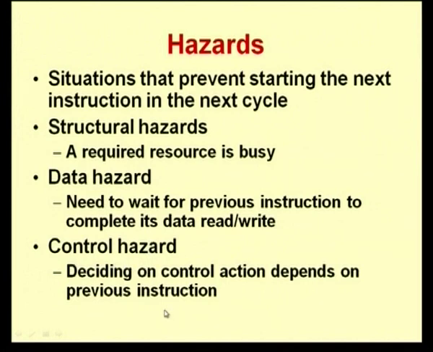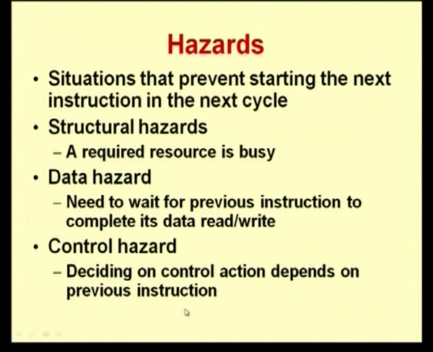Now, this happens whenever we have control instructions in place. That is, deciding on the control action depends on the previous instruction. So, let us say we have a branch on equal instruction. Now, if I have a branch on equal instruction, which has come into the pipeline, which was, let us say, in the IF stage, and now it has gone into the ID stage. Now, the question is, in the next clock cycle, which is the instruction I need to fetch.